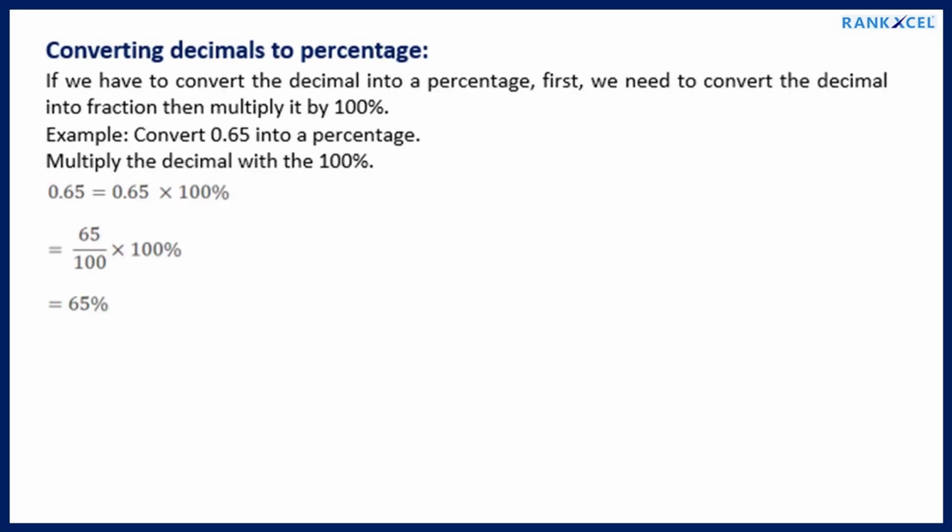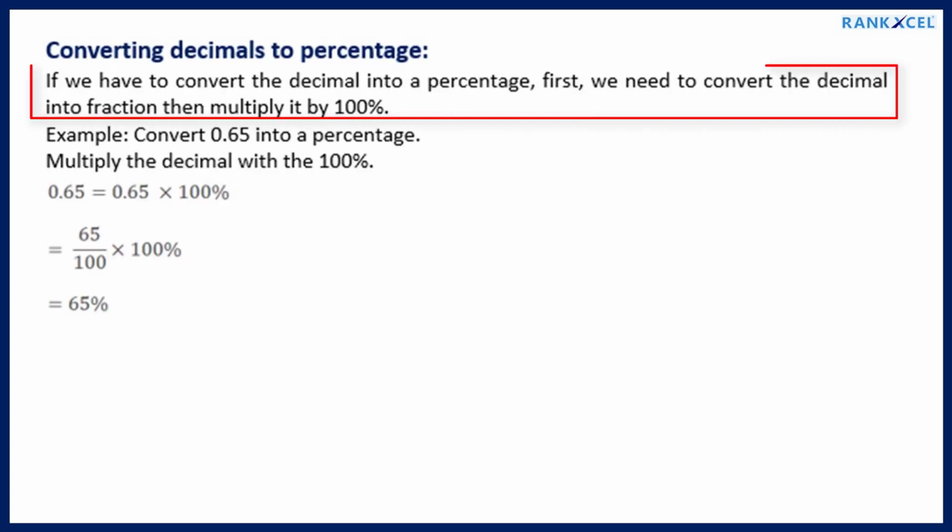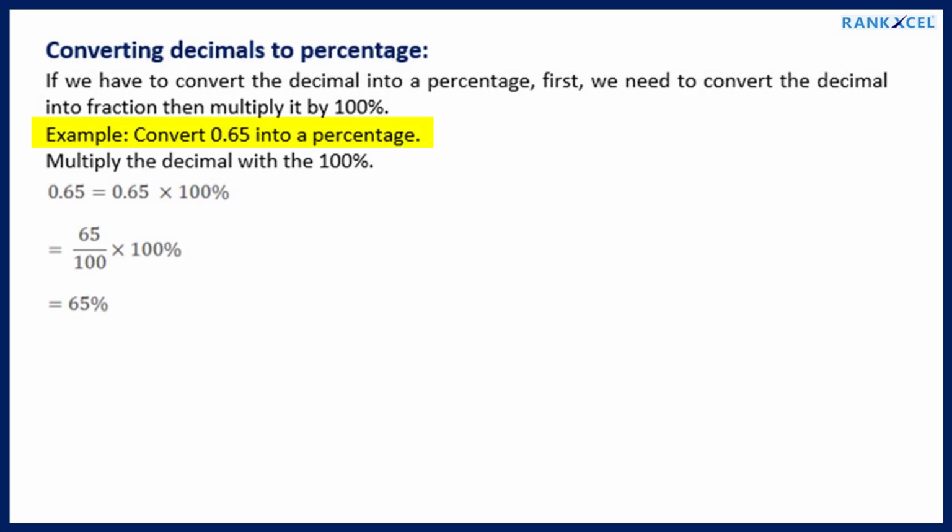Converting decimals to percentage. If we have to convert a decimal into a percentage, first we need to convert the decimal into a fraction, then multiply it by 100%. Example: convert 0.65 into a percentage. Multiply the decimal by 100%.